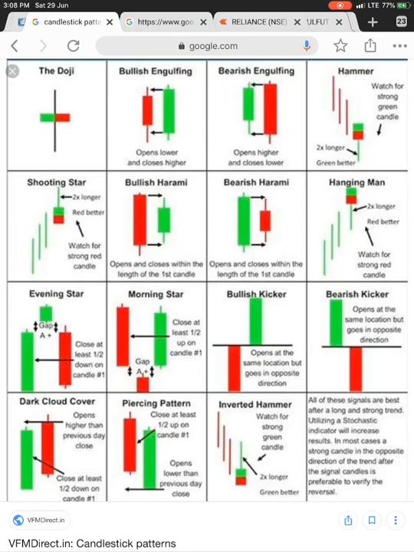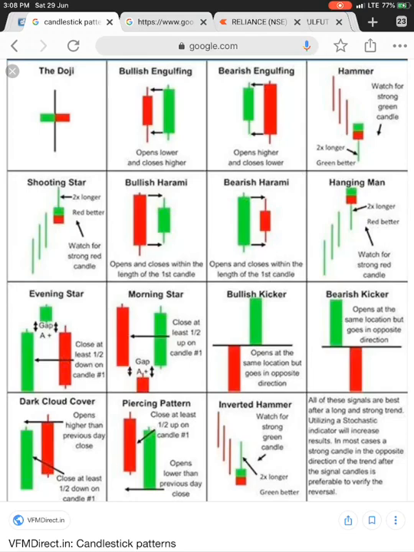Whenever there is a bullish trend and on top of that there is the appearance of a candlestick having a leg or hair 2 times longer than its body, the body may be red or maybe green also, this decides there is a reversal of the trend.